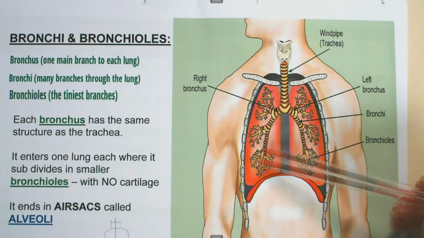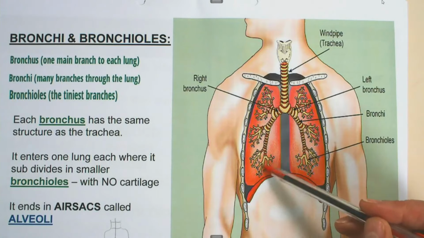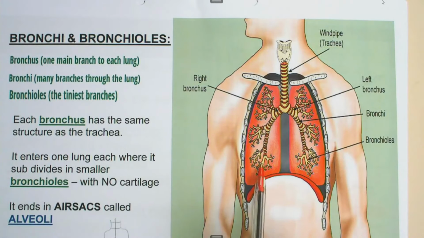And then it divides into bronchi. And then the bronchi divide into these small ones, which are the bronchioles, and they are the smallest ones. But look here, you can't see any of the cartilaginous rings there. So we only find them in the bronchus and the bronchi. So there's no cartilage here, and then obviously here we're going to find the alveoli, which are also called air sacs.